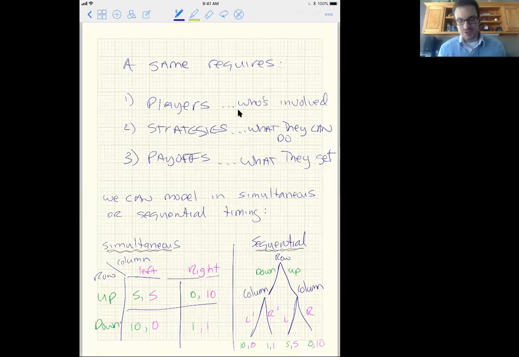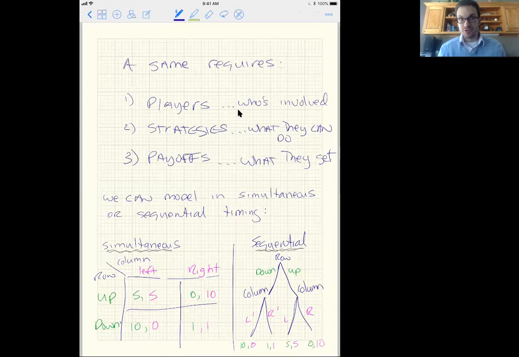Okay, so here's how to read a basic game. I'll start on the left with a game that's called simultaneous. What I mean by simultaneous is that the players are not able to observe what the rival has done prior to making their own selection. So I've got two players in this game. One player is controlling the rows and choosing from strategies of up and down, and the other player is choosing columns, choosing strategies of left or right.